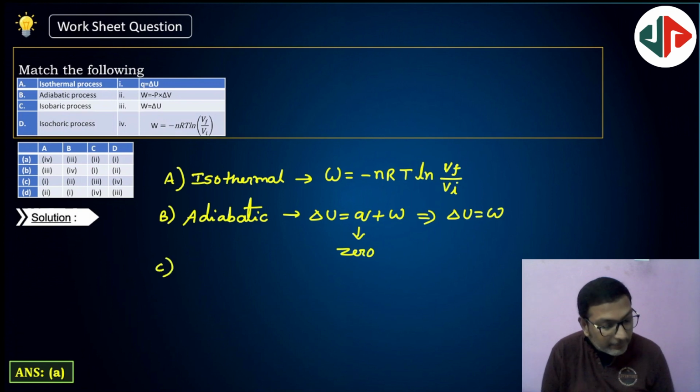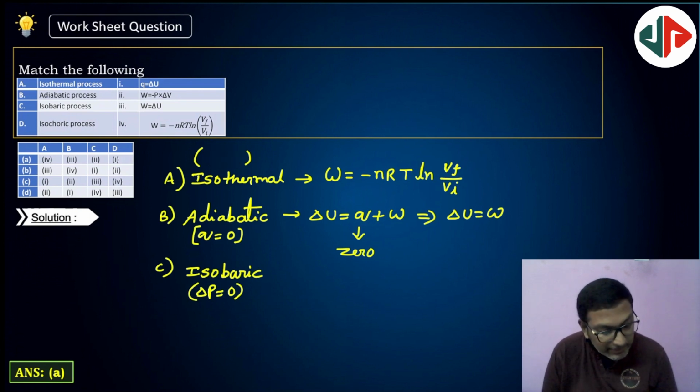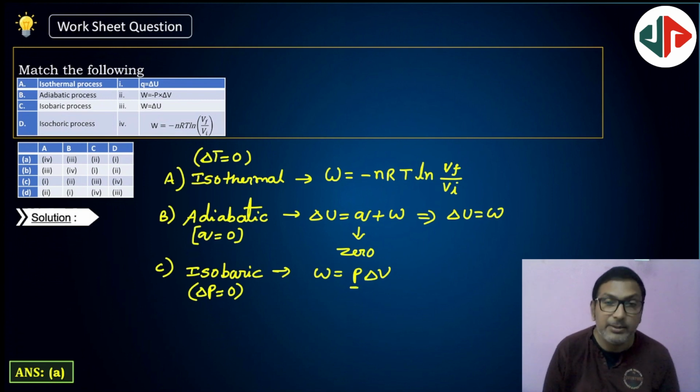Next, C, isobaric. So isothermal means T constant. Adiabatic means Q is 0. The amount of heat absorbed or liberated will be 0. Isobaric, delta P equal to 0, constant pressure. So isobaric, constant pressure, work done equal to P delta V. Here P is constant, isobaric.